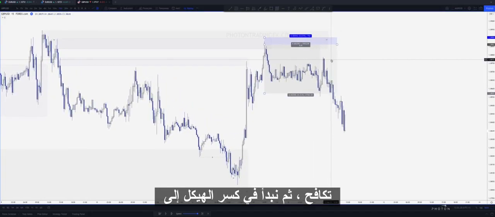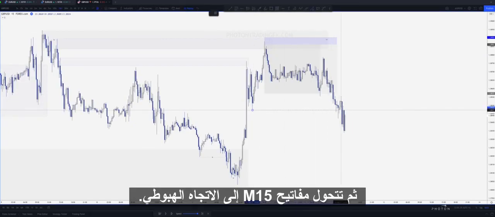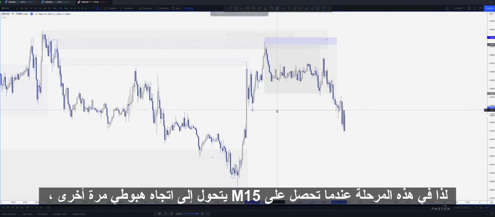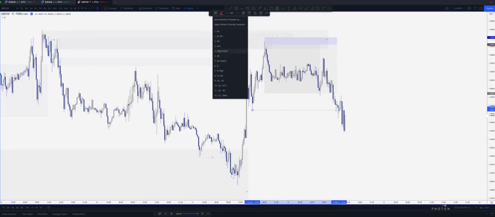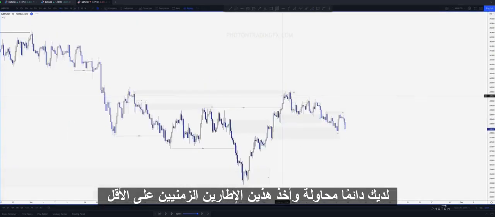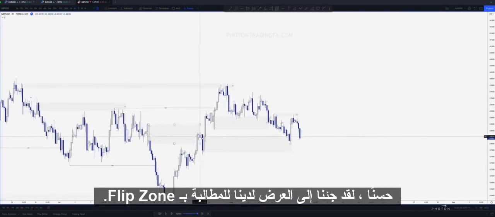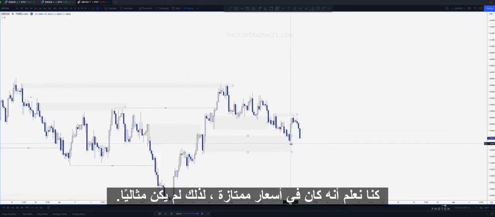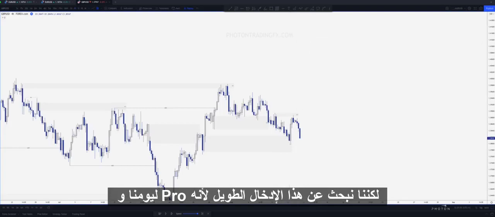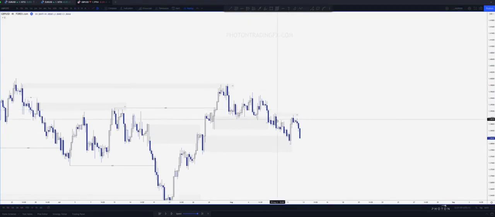Struggling around, and then we start to break structure to the downside again, and the M15 switches bearish. So at this point, when the M15 switches bearish again, you look at the 4-hour chart. Remember, you've always got to try and take at least these two time frames together. What has happened? Well, we came into our supply to demand flip zone. We knew it was in premium pricing, so it wasn't ideal, but we looked for that long entry because it's pro 4-hour, daily and weekly trend, and there was a good possibility we could go on to run the highs. But what did we have?